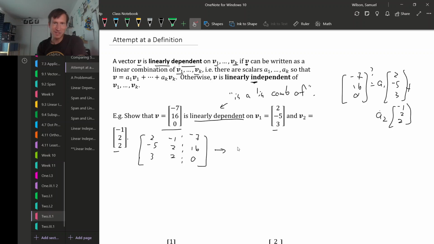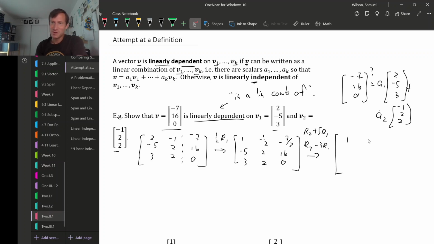So let's see, why don't we divide the first row by 2, I guess. So 1, minus a half, minus 7 halves, minus 5, 2, 16, and then 3, 2, 0. And now we can zero out some entries. We need R2 plus 5 times R1, and R3 minus 3 times R1.